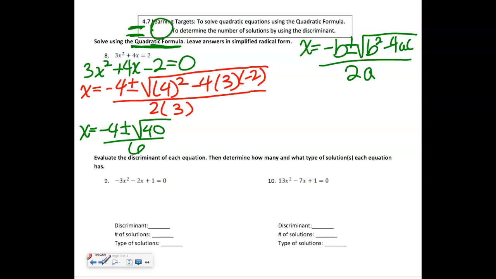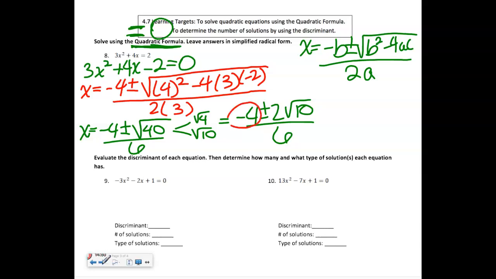I can break it down. Okay, so 40, I can split this between 4 and 10, okay. So now I'm going to have negative 4 plus or minus 2 square roots of 10 all over 6. Leave it? No. So we have seen this several times, so I'm hoping you guys notice there's a pattern. What do we notice about these three numbers? They're all divisible by 2.